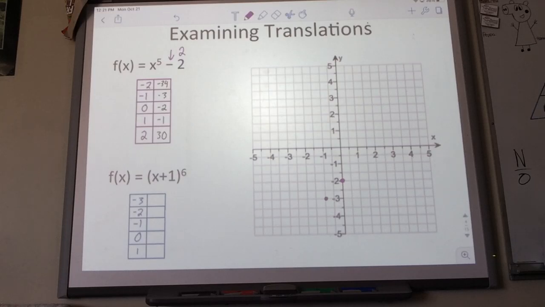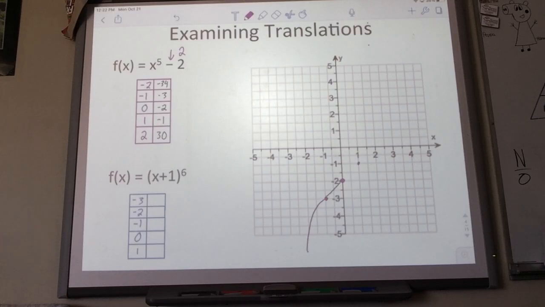And then 1, negative 1. And 2, 30. So that's going to be way up here. And this is going to be way down here. So our graph should look somewhat like this.